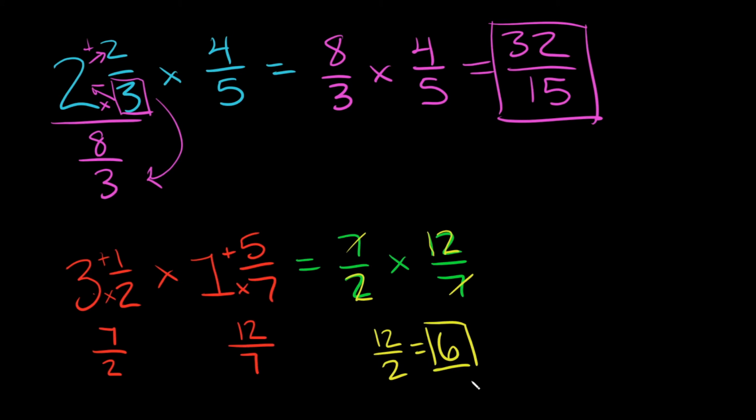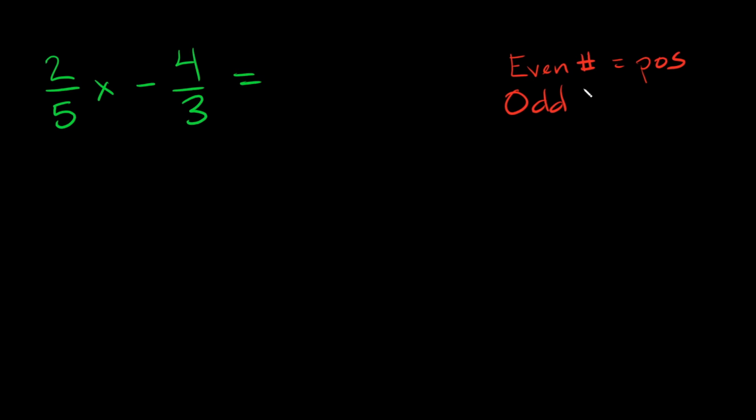Okay, so let's do a couple negative examples, and then I think you'll be good. Okay, so what if I had 2/5 times negative 4/3? What does that equal to? Well, if you remember the very important rule of multiplying negative numbers, okay, when you have an even number of negative signs, your answer is going to be positive, okay? And when you have an odd number of negative signs, your answer is going to be negative. So how many negative signs do we have in this problem? Well, we just have the 1, right? And 1 is odd, right? So your answer is going to be negative.